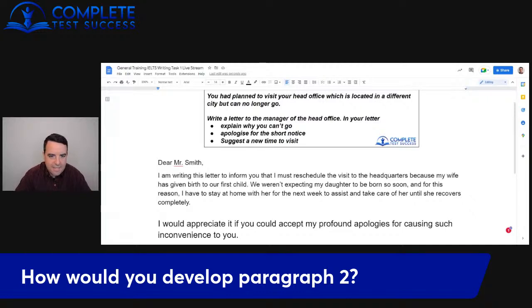So the task is still the same. How would you develop paragraph 2 further? If you guys are struggling with this, let me just suggest that you make it clear to the manager that you understand why it is such an inconvenience. So, if you just show them that you understand why they would be upset or why they might not be happy about it, you show your understanding for the other person.